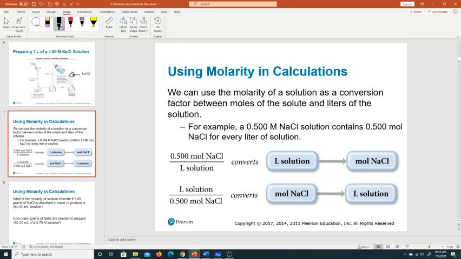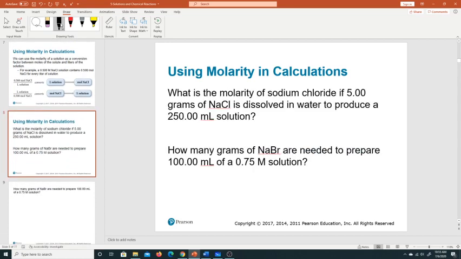So we can express this as 0.5. If it's a 0.500 molar solution, it'd be 0.500 moles per liter. Or we can think of this as being 1 liter over 0.500 moles. We will use this as a conversion factor in calculations. Let's take a look at these problems.